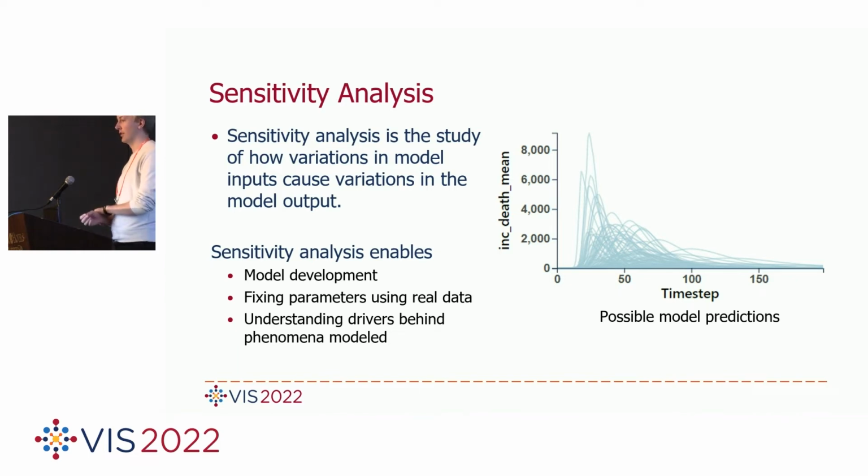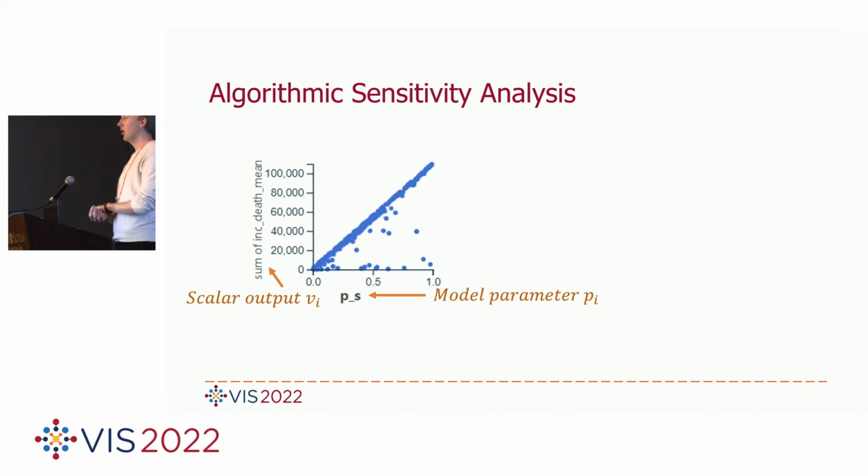It's also important if you want to tune your model parameters so the output matches the real world. Another important reason to do this is that if you find parameters to be important or not important in your model, they might also be important or not important for the phenomena being modeled. Commonly, this is done using algorithms at the moment.